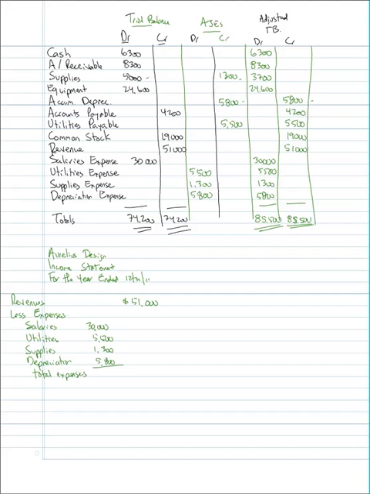Our total expenses, $42,600, for a net income of $8,400.